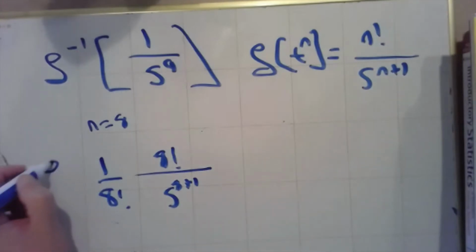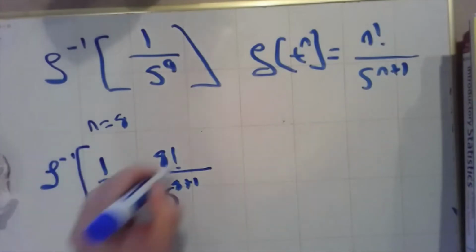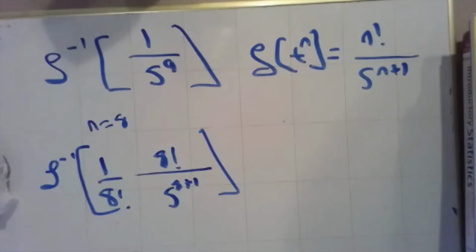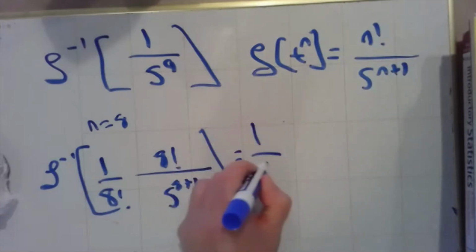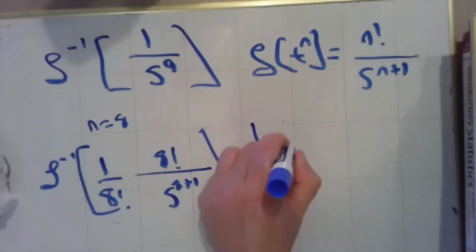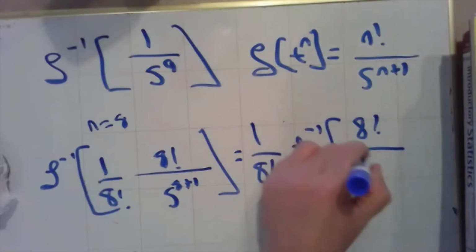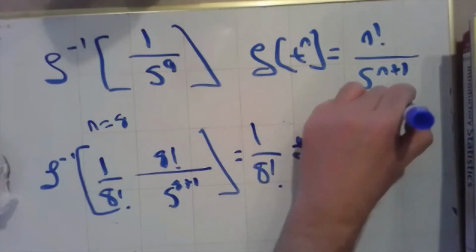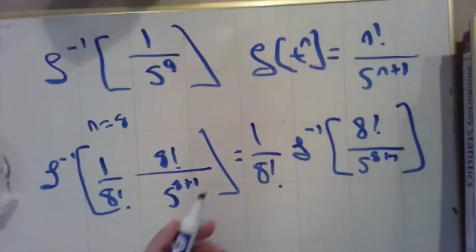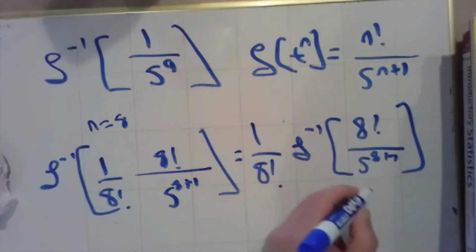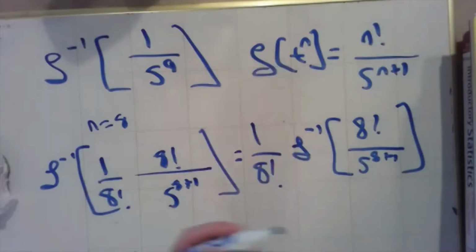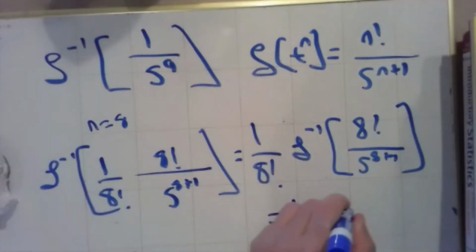So I really want the inverse Laplace transform of this. Inverse Laplace transforms are linear operators, meaning we can pull constants out. So this is 1 over 8 factorial, the inverse transform of this. Now we fit the pattern. It looks like that. This is t to the n. So 1 over 8 factorial t to the 8.